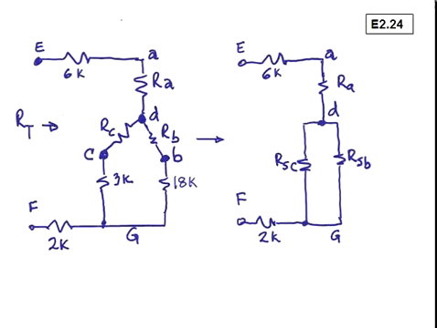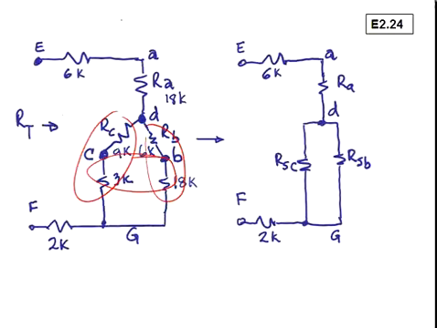Now we'll go to that equivalent circuit. R sub A is 18K, RB is 6K, and RC is 9K. And now you can see the benefit of doing this transformation. We've developed some series connected resistor configurations, and then we also have a parallel combination to work with.